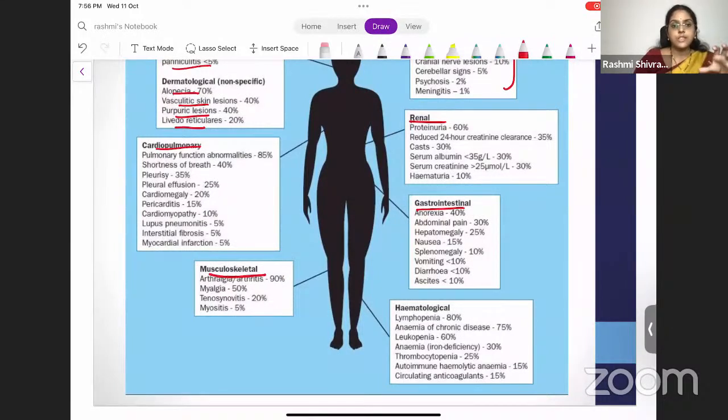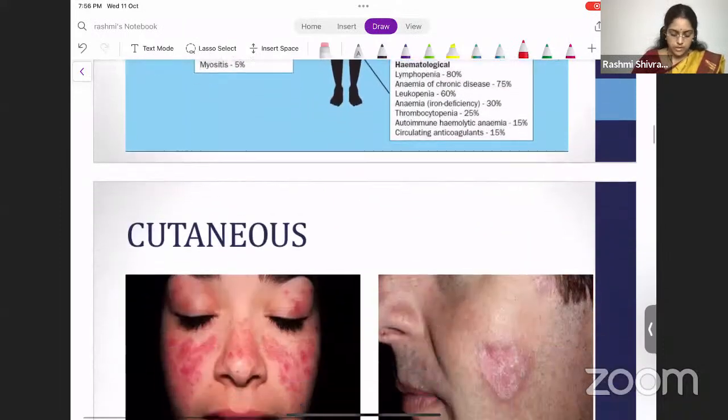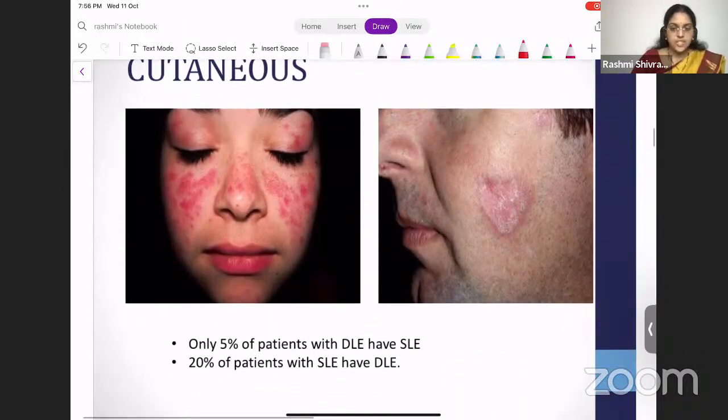But for SLE, constitutional manifestations, dermatological manifestations, and musculoskeletal manifestations are the most commonly involved. Okay, at diagnosis, mostly only these three will be involved, and gradually all the other complications will start to develop. Okay, yes. So let us see some of the photos so that you remember it very nicely.